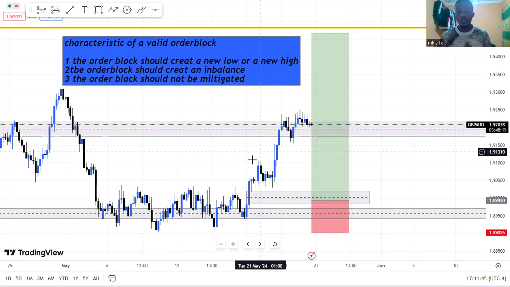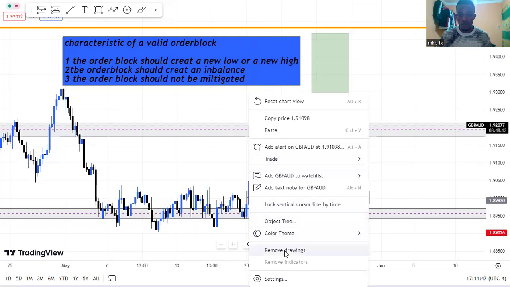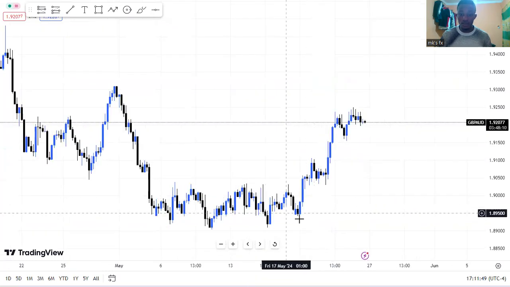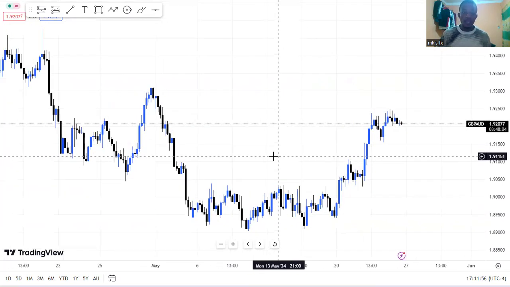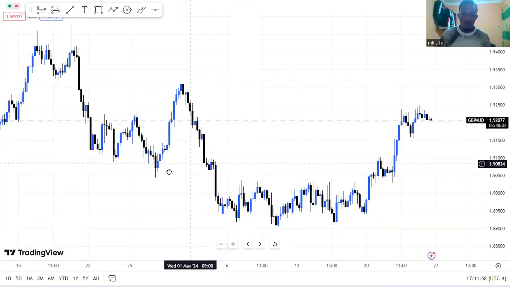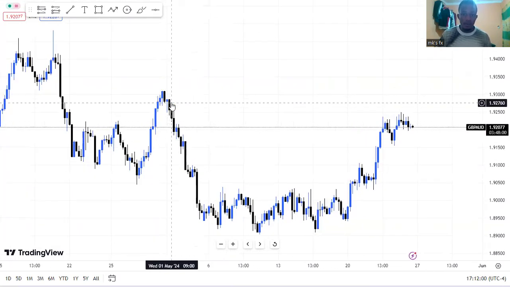So let us go straight to order blocks. Let me take away all drawings and let us look at order blocks. As I said, this is a valid order block, but had price gotten here, we would have used it for an example. Now, let us go, guys. Let us look for an order block. All right, here we have an order block.